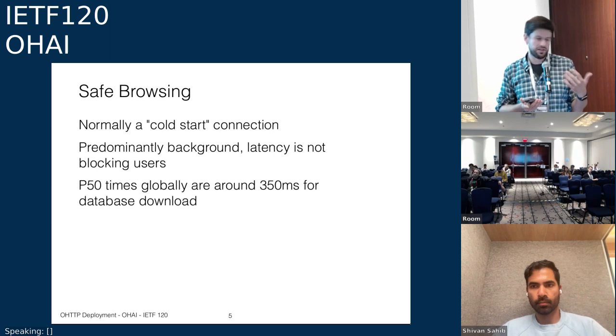I think the frequency we see for people actually having a potential hit is like once a day. So normally this is just a background thing. And when we look at the times for downloading that whole database, globally, over OHTTP, we're seeing it be on average like 350 milliseconds for the whole thing, which is okay. It's a background thing, so it's not super important to optimize further than that. So that's one example of OHTTP here.